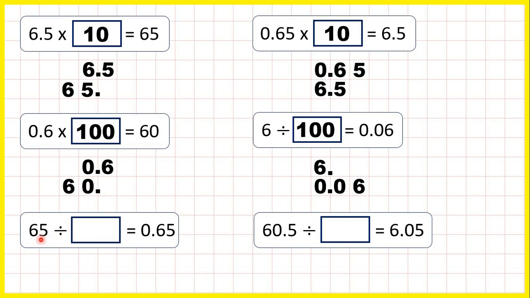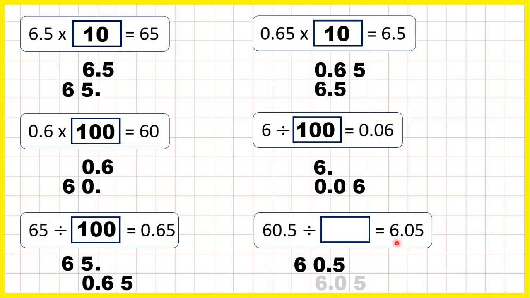Now we have 65, so we can put a decimal point on the end because we have a whole number, and then we can write our answer 0.65 directly below with the decimal points lined up. Here again we can see that the digits have moved 2 squares to the right, which means we've divided by 100. Finally, we have 60.5 and our answer is 6.05. Here the digits have only moved 1 square to the right, which means we've divided by 10.